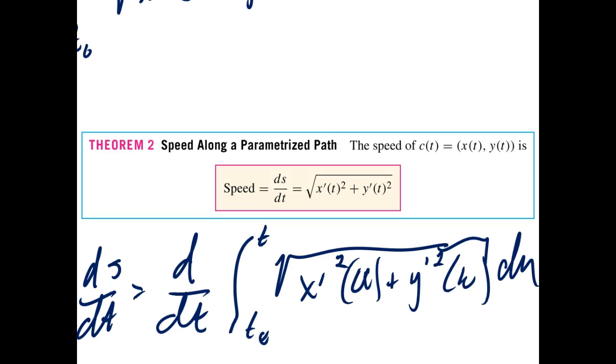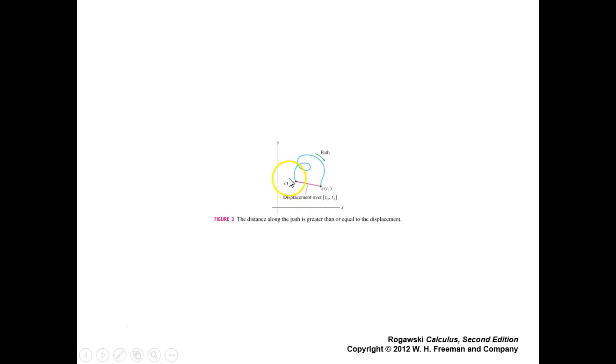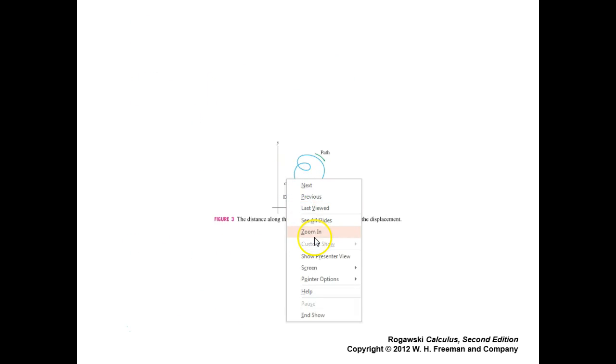now, the next example illustrates the difference between distance traveled along a path and displacement, which is the net change in position. The displacement along a path is the distance between the initial point C of t0 and the endpoint C of t1. The distance traveled is always greater than the displacement unless the particle happens to move in a straight line. Okay? And here's the figure that illustrates that.